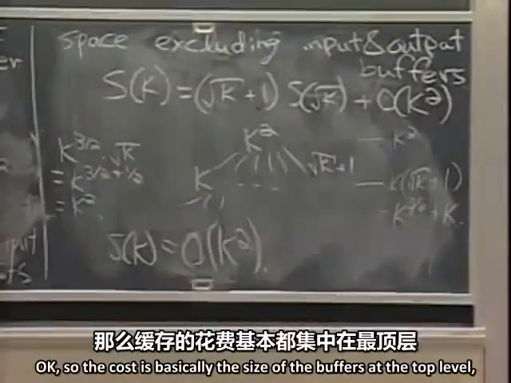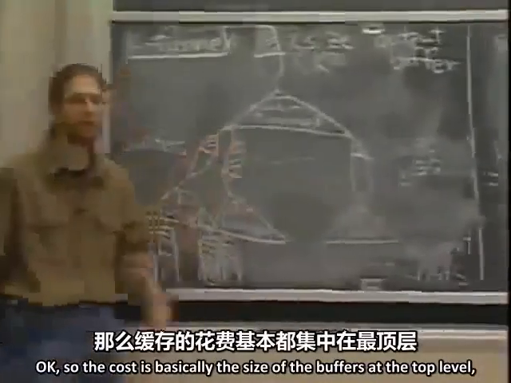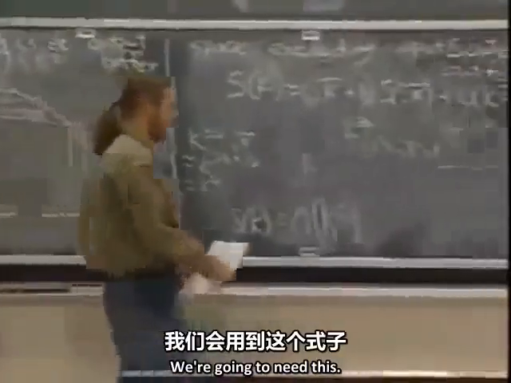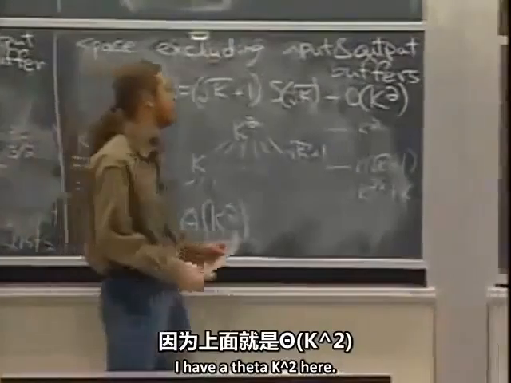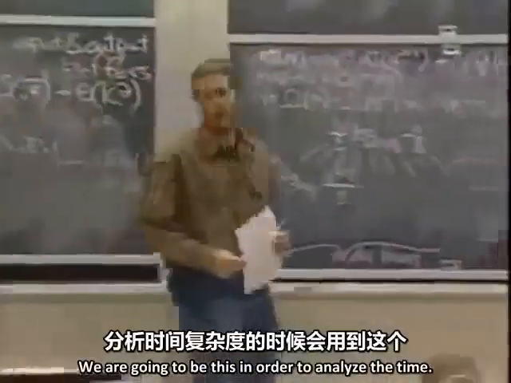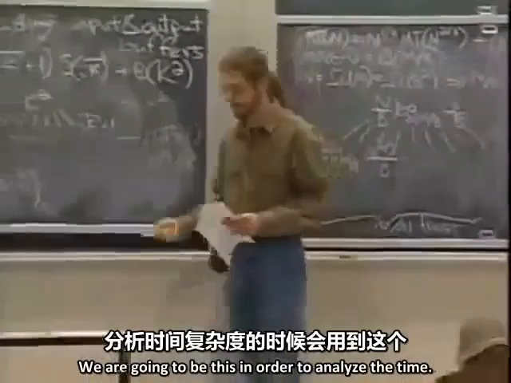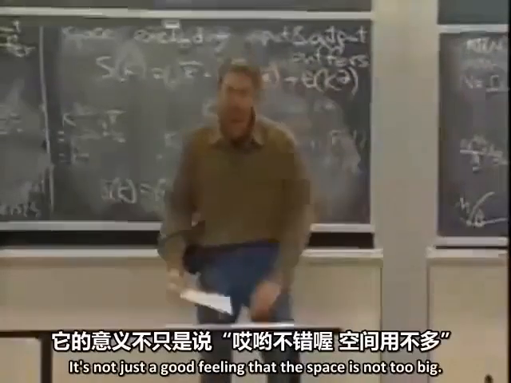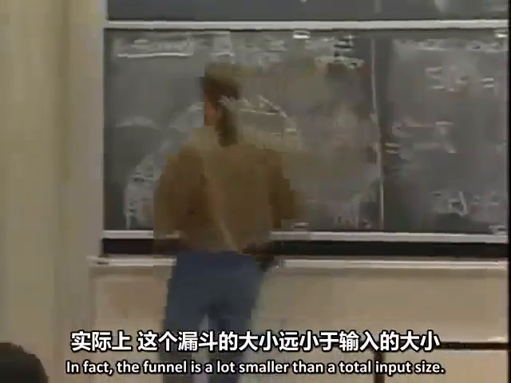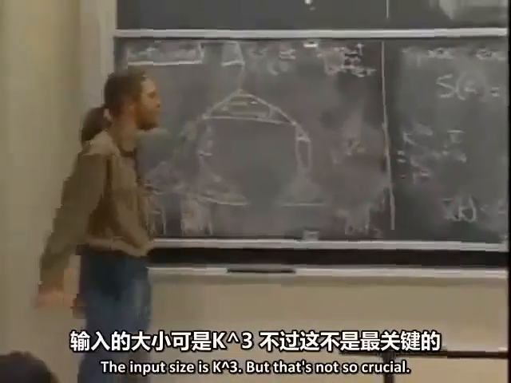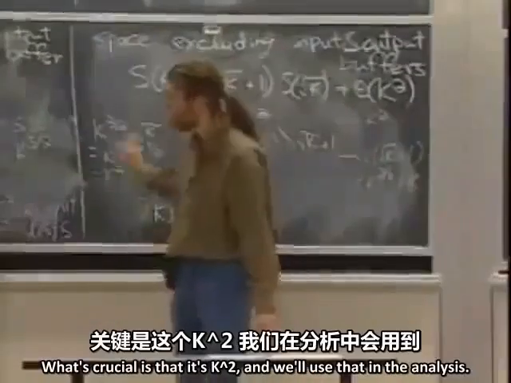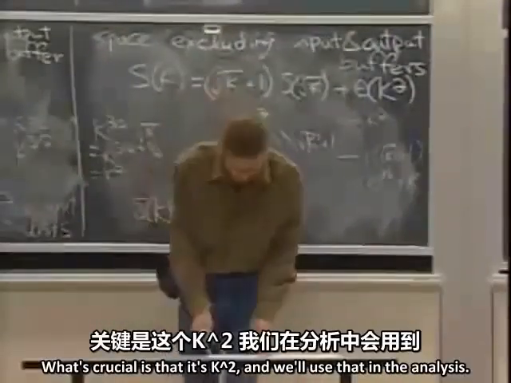Okay, so the cost is basically the size of the buffers at the top level, the total space. We're going to need this. It's actually theta k squared because I have a plus theta k squared here. We're going to need this in order to analyze the time. That's why I mention it. It's not just a good feeling that the space is not too big. In fact, the funnel is a lot smaller than the total input size. Input size is k cubed. But that's not so crucial. What's crucial is k squared, and we'll use that in the analysis.